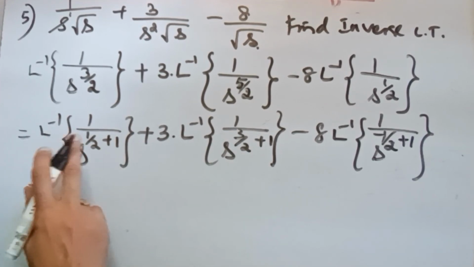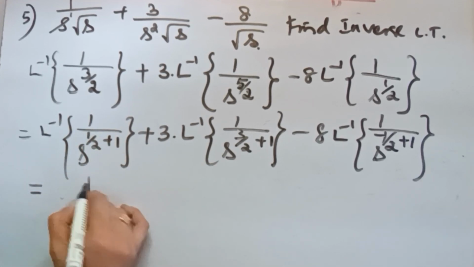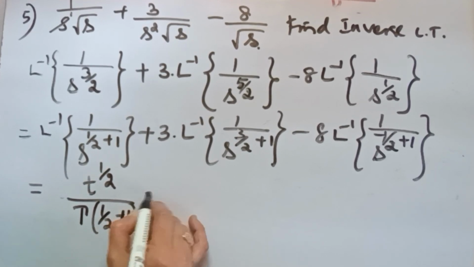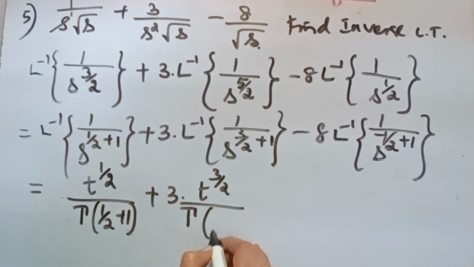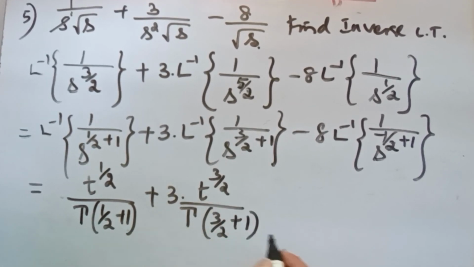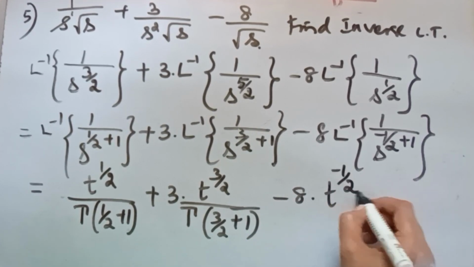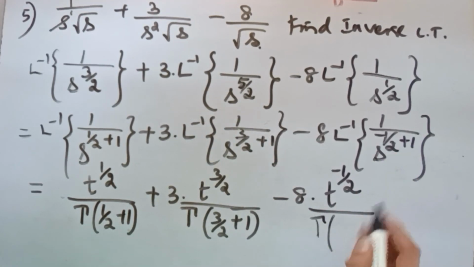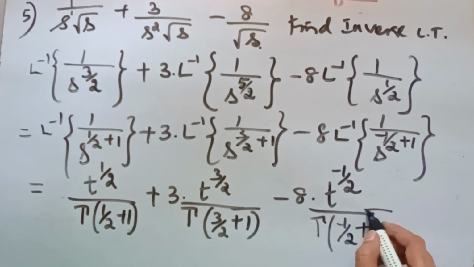What is the inverse transform of 1 by s power n plus 1? T to the power n by gamma of n plus 1. So it is t to the power half divided by gamma of half plus 1, plus 3 into t to the power 3 by 2 divided by gamma of 3 by 2 plus 1, and this is minus 8 into t to the power minus 1 by 2 divided by gamma of minus 1 by 2 plus 1. Let us simplify this further.